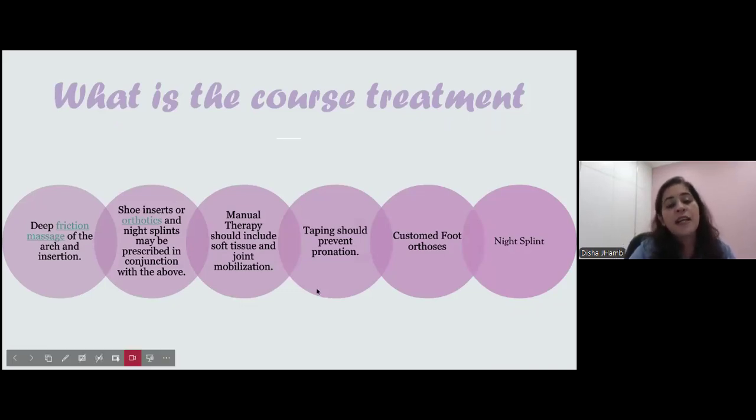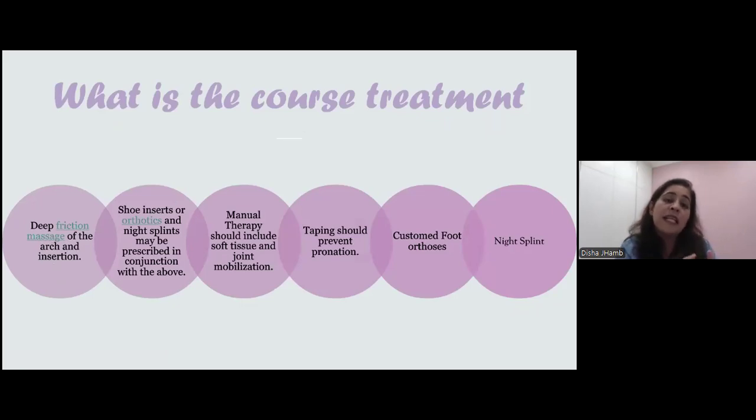If you are trying to manage your plantar fasciitis on your own, here are a few things that you need to keep in mind and you can perform. One is deep friction massage. What happens is when you are massaging your fascia with the help of your thumbs, or you're doing kneading massage of the fascia along the length of the plantar fascia, you are activating the mechanoreceptors there.